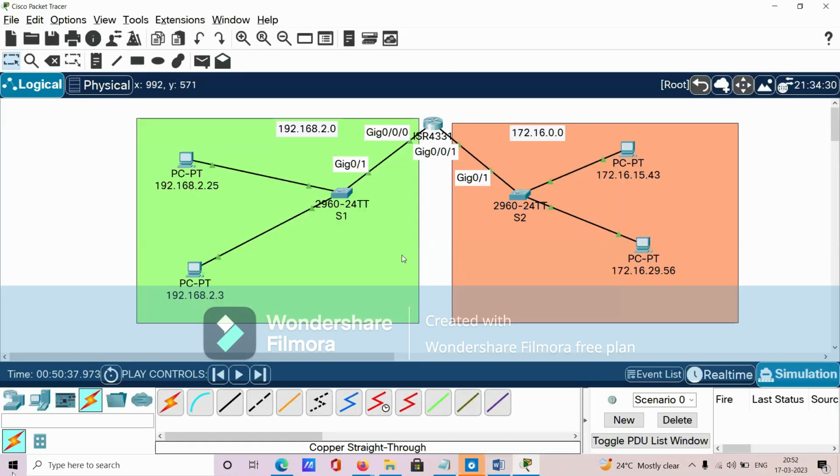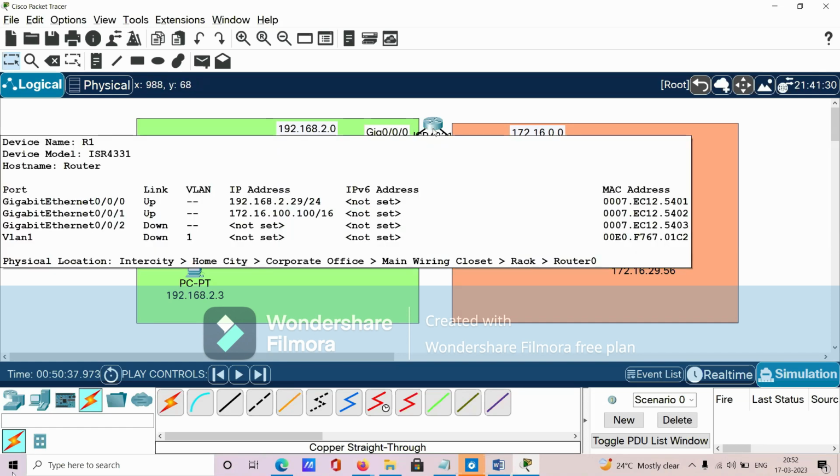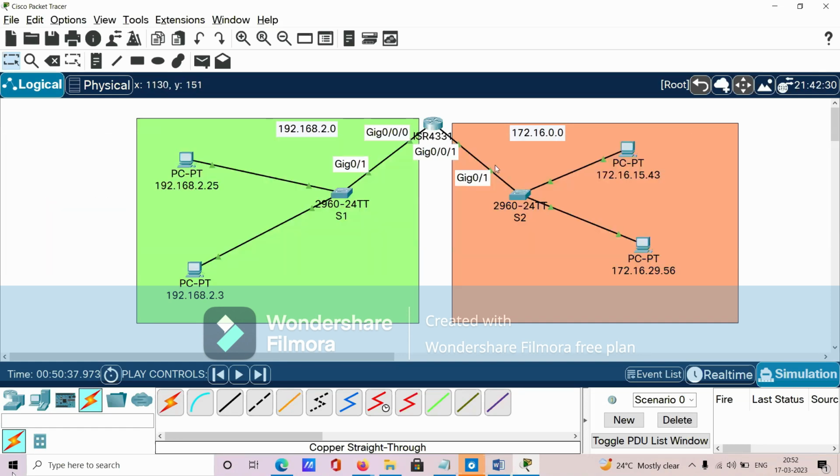Now, what does it mean? If 2.25 has to send a message to 5.43, then he's going towards the router. The router is going to read the IP address, and looking into the IP address, it forwards that to the respective destination. This is what a router does. In the coming days, I will let you know how this is possible.